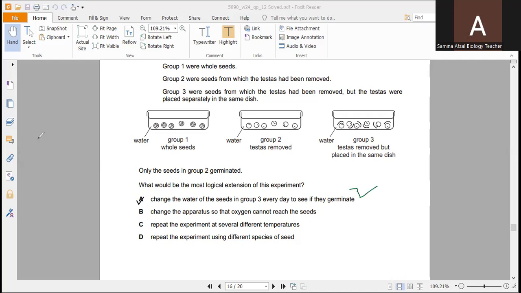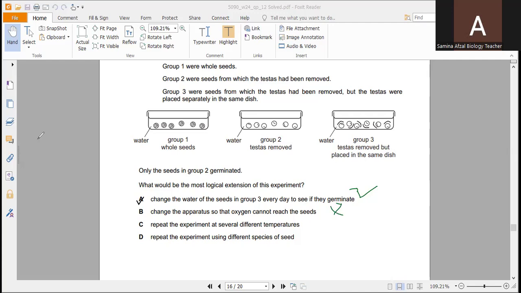And next, change the apparatus so that oxygen cannot reach the seeds. Again, this is not the correct option. This changes a fundamental variable, oxygen, which is not the scenario. You can say the oxygen is required for growth. The experiment will change in this case.